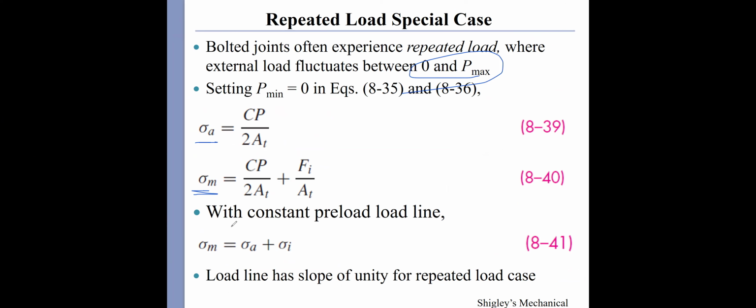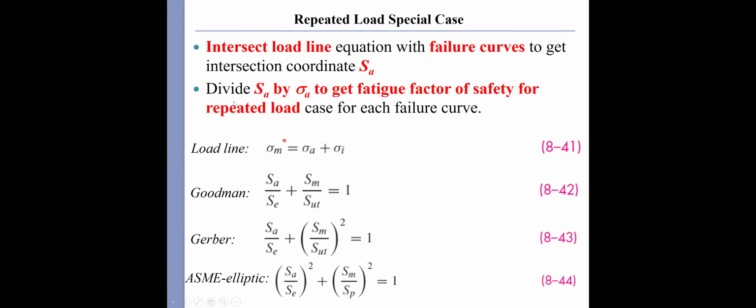Therefore, the constant preload line will equal sigma M equals sigma A plus sigma I, the pre-stress. The load line has a slope of unity for the repeating load case. Then we intercept the load line equation with the failure curves to get the intercept SA, and dividing SA by sigma A gives the fatigue safety factor for the repeated load case for each failure curve.